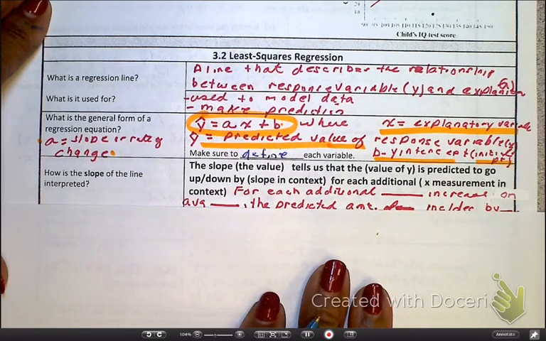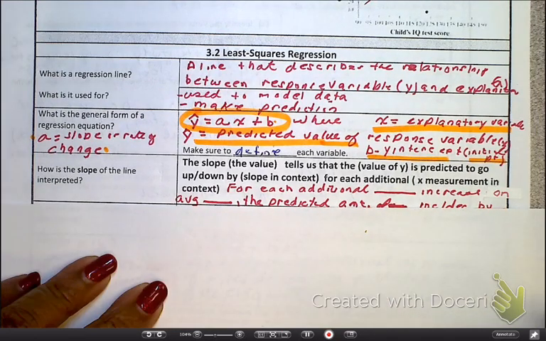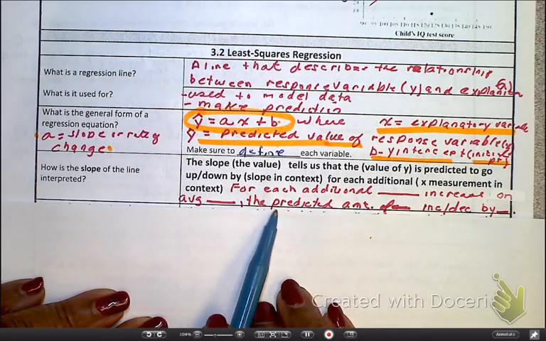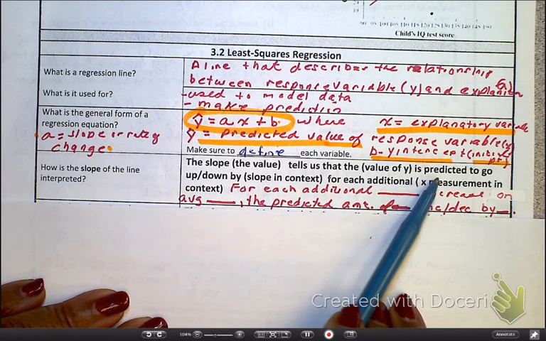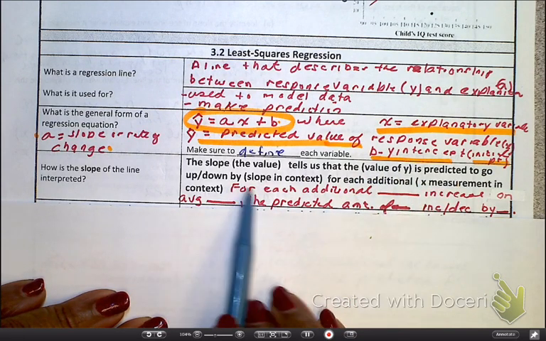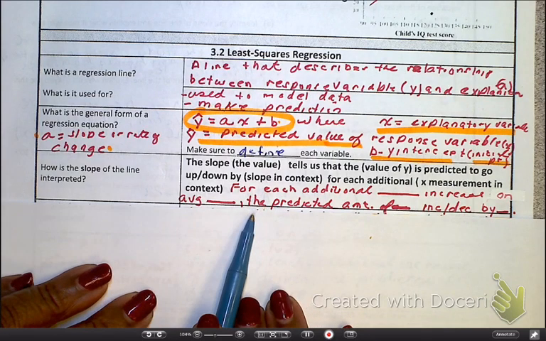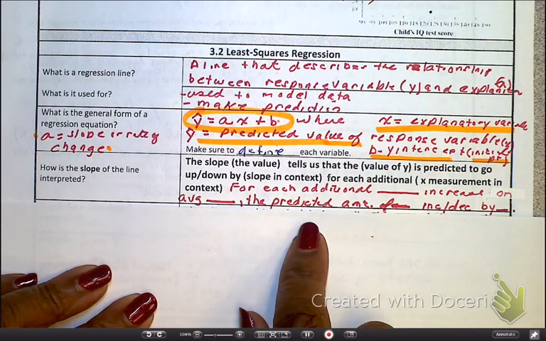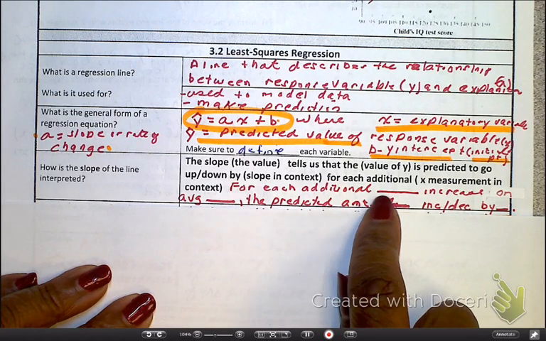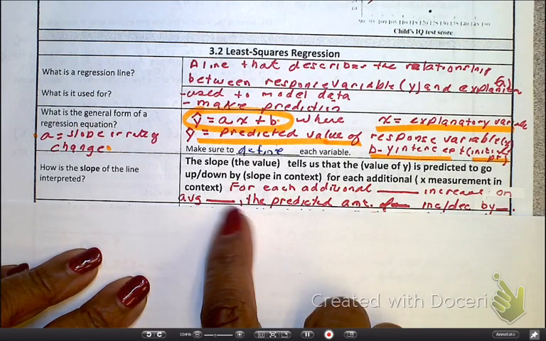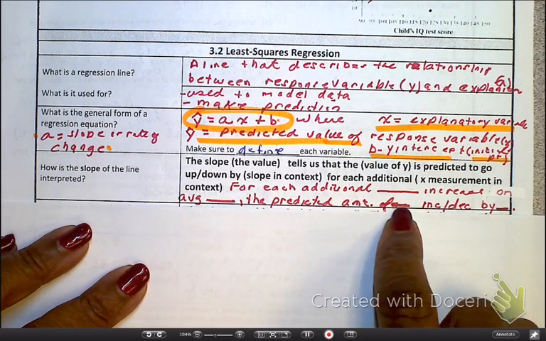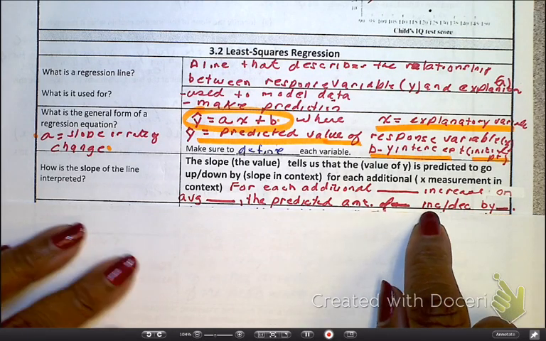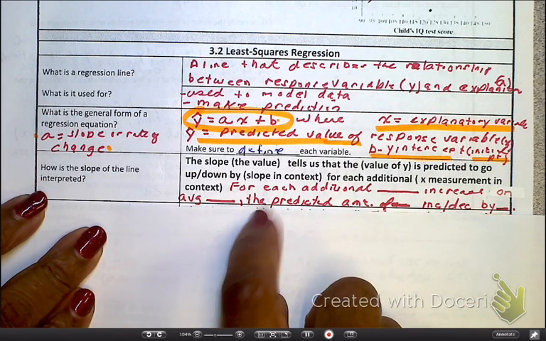Now, how is slope interpreted? I already have some stuff typed up here, but this is the thing about the AP test: they are very persnickety about the interpretation of slope. It does tell us about the values and how the prediction is going to go, in context. I like the way this book has interpreted it: for each additional blank, the predicted amount of blank increases or decreases on average by whatever the slope is. The increase or decrease depends on whether the slope is positive or negative. So this is a template you can use.